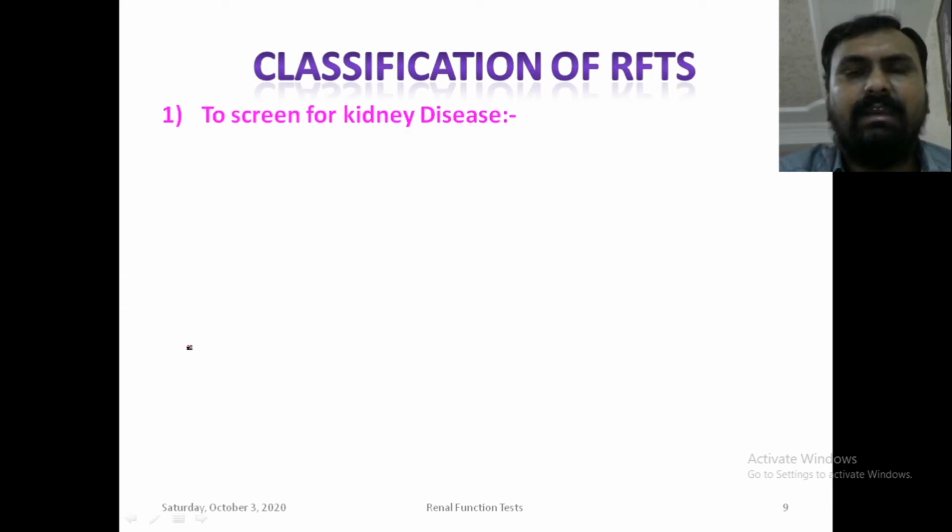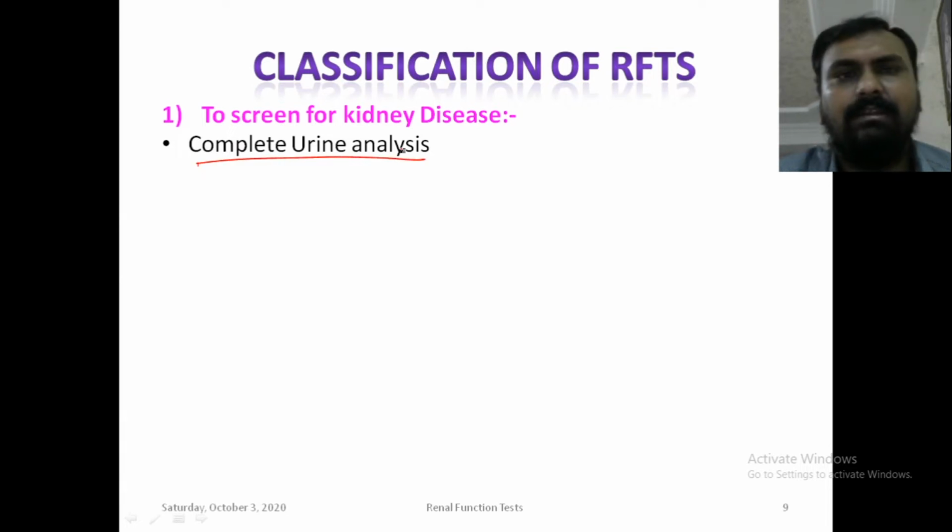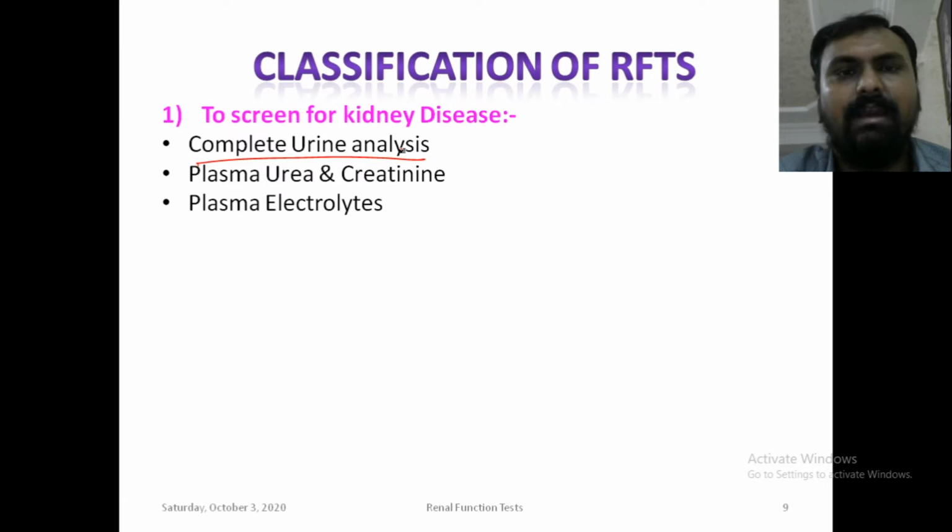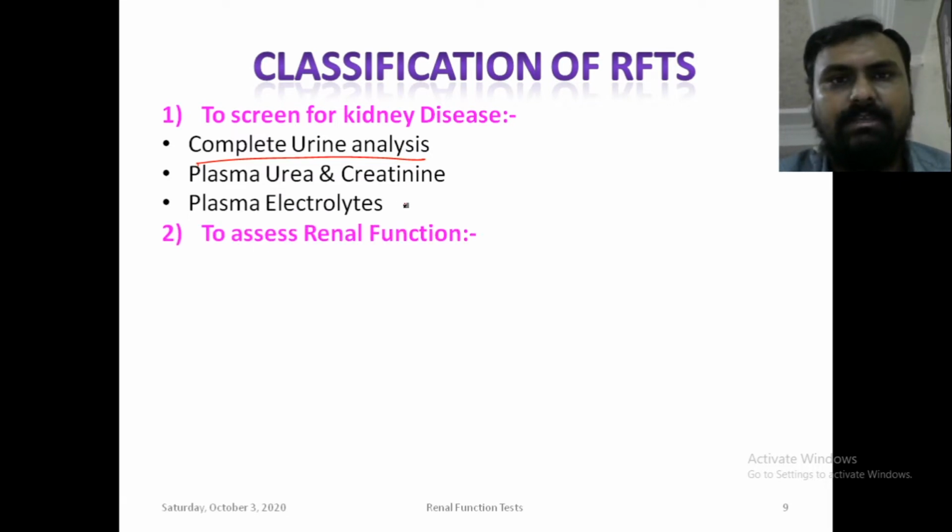Now, how can we classify the renal function tests or kidney function tests? One is to screen for kidney disease, whether the person has kidney disease or not. This includes complete urine analysis, that is urine routine and microscopy, then plasma urea and creatinine levels, and plasma electrolytes, that is sodium and potassium. You can watch my video about sodium and potassium in water and electrolyte balance.